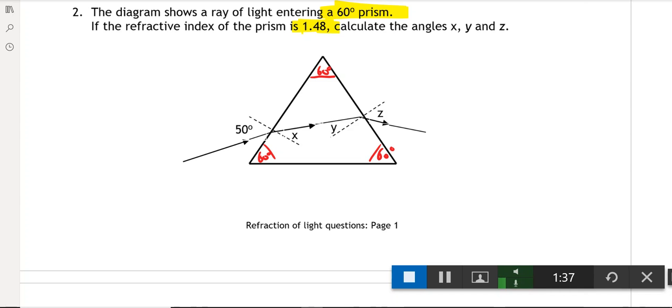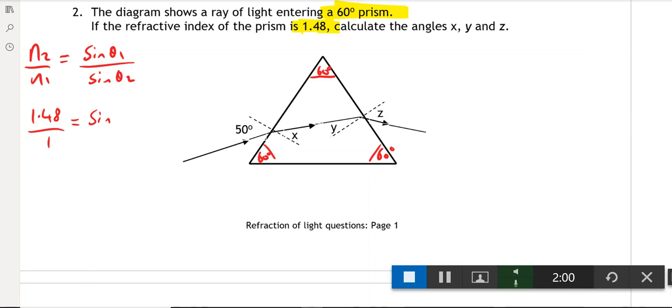So first thing we're going to do is calculate the angle x. Now our formula: n2 over n1 equals sine theta 1 over sine theta 2. We know the refractive index of the material is 1.48. Refractive index of air is 1. We've got our incident angle here, which is 50, the angle between the incident ray and the normal. And we know that we're trying to find our angle x.